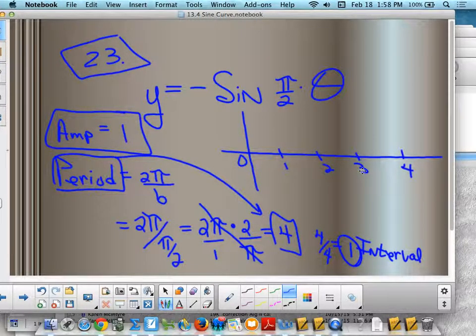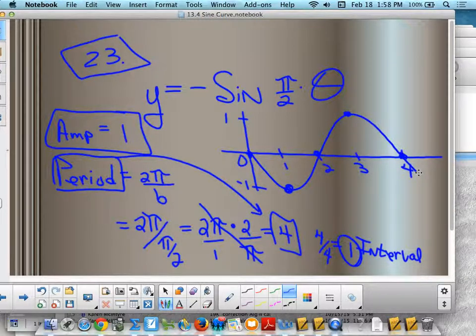All right, you ready, guys? You put in 0, you get out 0. You put in 1 radian, you get out your minimum, which is negative 1, by the way. Put in 2, it's 0. Put in 3, max. Put in 4, 0. And it just repeats.